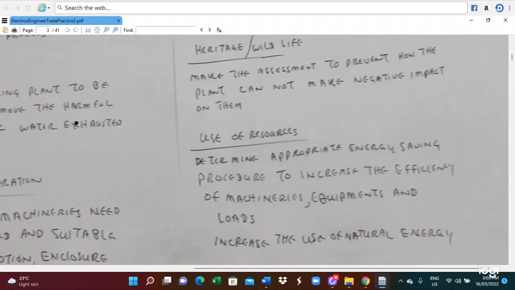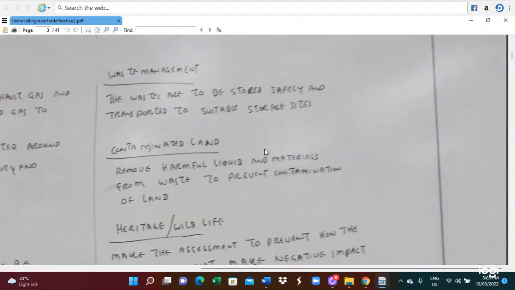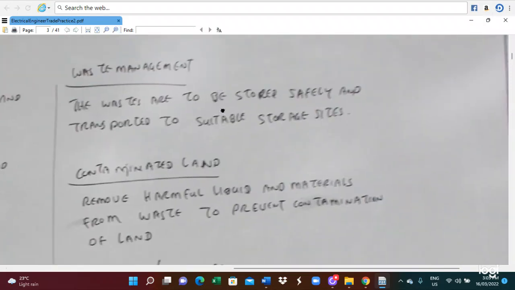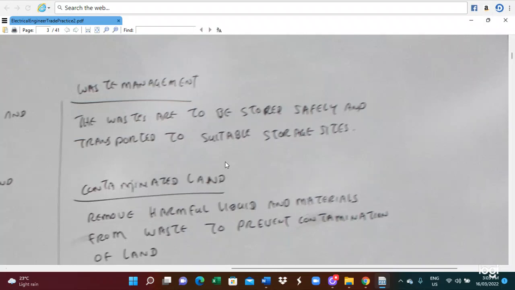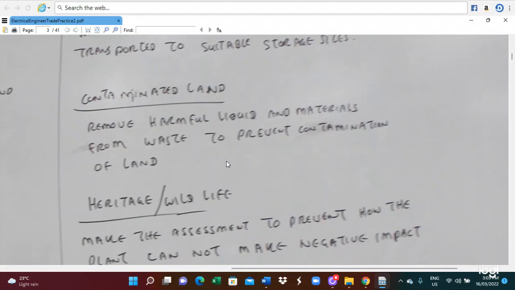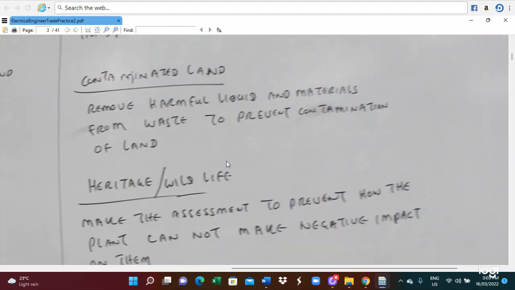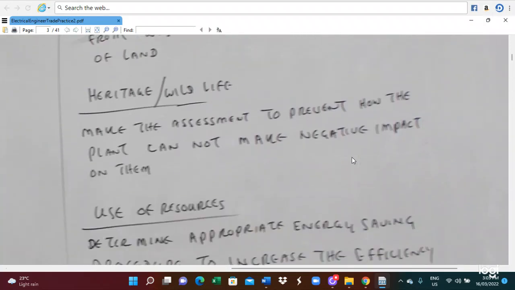This is also an important aspect. Then we also have to find out the waste management plan. When we are installing the waste management plan, how to remove the waste is also important. The waste is to be stored safely and transported to a suitable storage site. Also, the lands adjacent to your site may be contaminated. Therefore, we have to remove the harmful liquid and material from the waste to prevent contamination of the land. Heritage and wildlife conservation are also important.